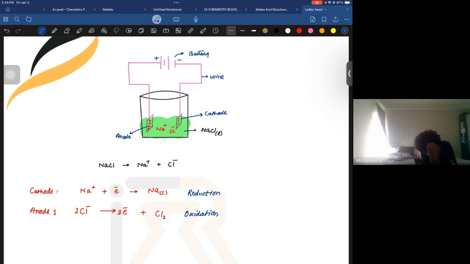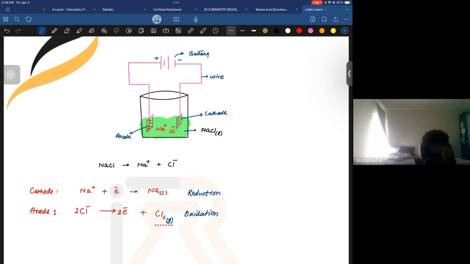And Cl minus is going to lose an electron, so that's why it's oxidation. When Na plus gains an electron, it becomes neutral, in its standard state. The standard state for sodium is solid, and the standard state for chlorine is a gas. So that's why it would be forming gas, and you would see a yellowish green color at the surface of the anode.